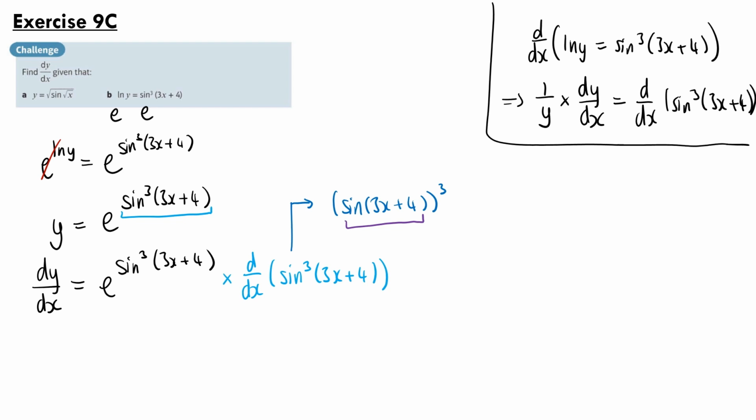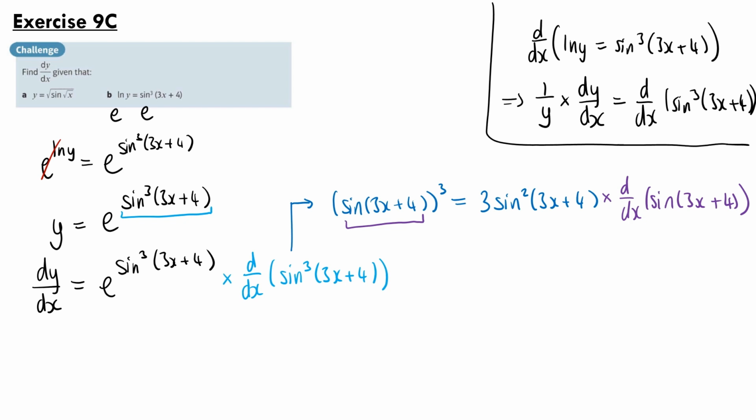So when we differentiate this, we're going to get 3 lots of sine squared of 3x plus 4, reducing the power by 1, and times by the initial power, the 3. Then we need to times by the derivative of whatever's inside again, which is the sine of 3x plus 4 this time. And we need to use the chain rule one more time in this case.